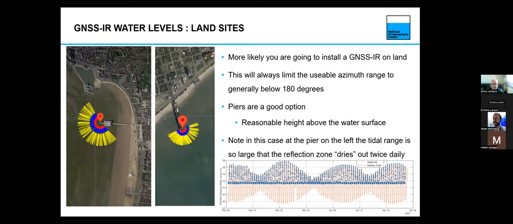However, note in this case, the pier on the left, this is from the Severn Estuary, Western-super-Mare. There's a very big tidal range in that region, and it's so large that actually that reflection zone dries out twice daily, which is the plot on the bottom. The blue dots there are the reflection estimates, and you can see that at around 51 meters, you're getting measurements of the beach and not the water itself.